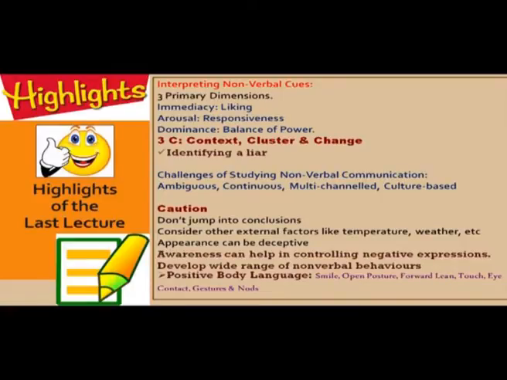So, you cannot jump into conclusion when you determine the body language of a person. You need to identify the context, you need to group it, and you need to focus on any change in the behavior of the person. In that context, we looked at the aspect of identifying a liar, followed by the discussion on challenges of studying nonverbal communication, where I focused on particularly 4 aspects which indicated that nonverbal communication is challenging because it is ambiguous, it is continuous, it is multi-channeled and it is culture based.